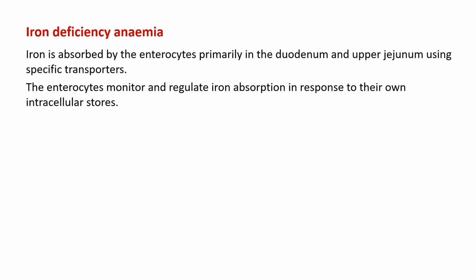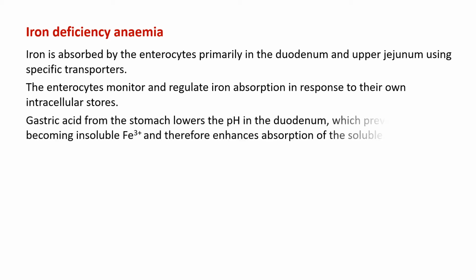It's absorbed using specific transporters. The enterocytes monitor and regulate the amount of iron that they absorb from the lumen of the GI tract based on their own intracellular stores. Their own intracellular stores give them an indication of the total body iron levels and tell them whether we need to absorb that iron or whether it needs to pass through.